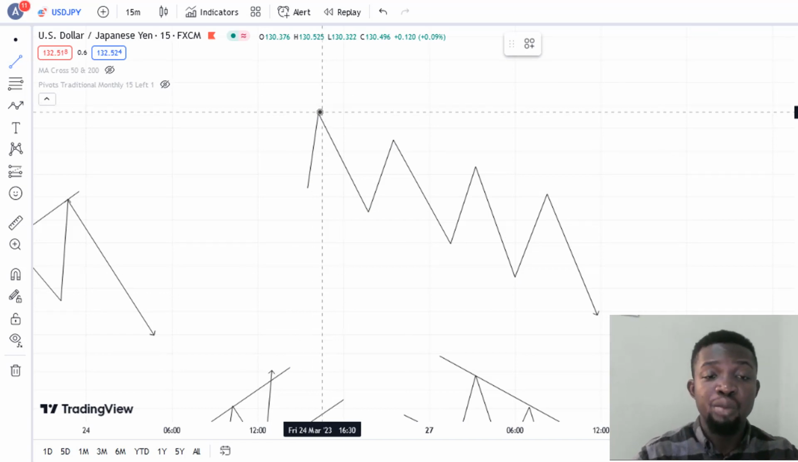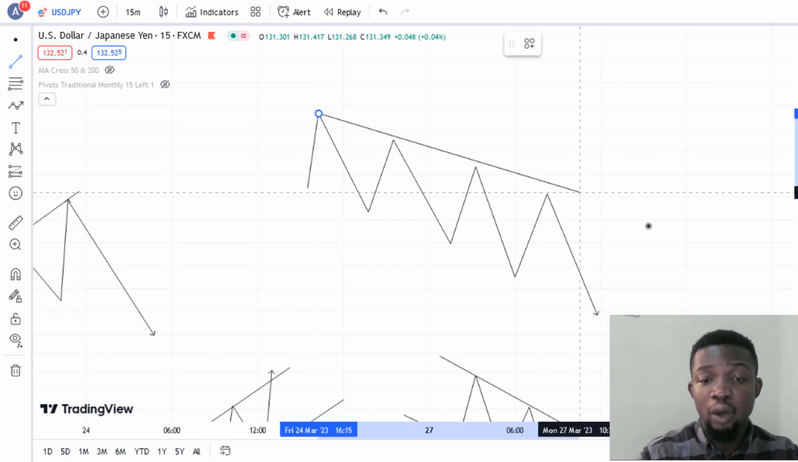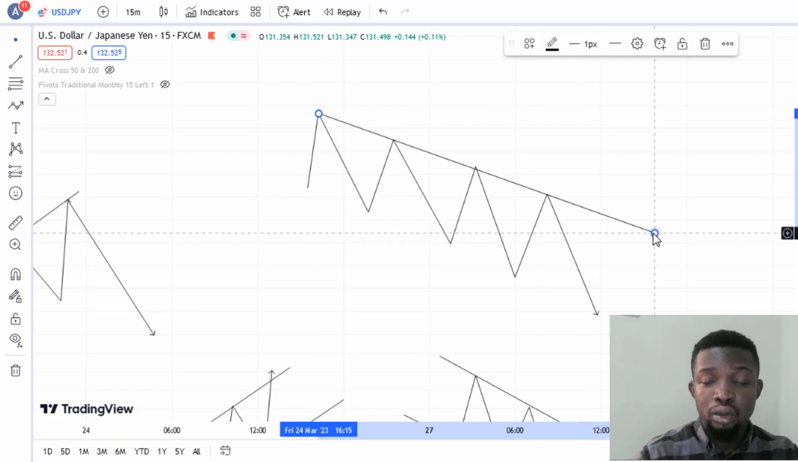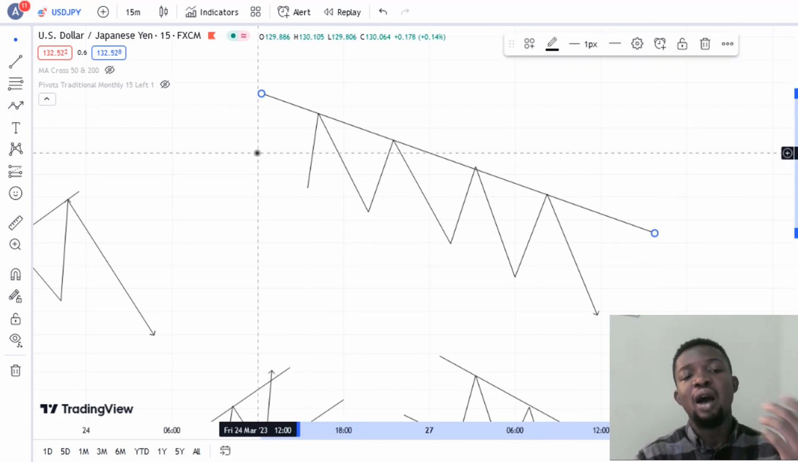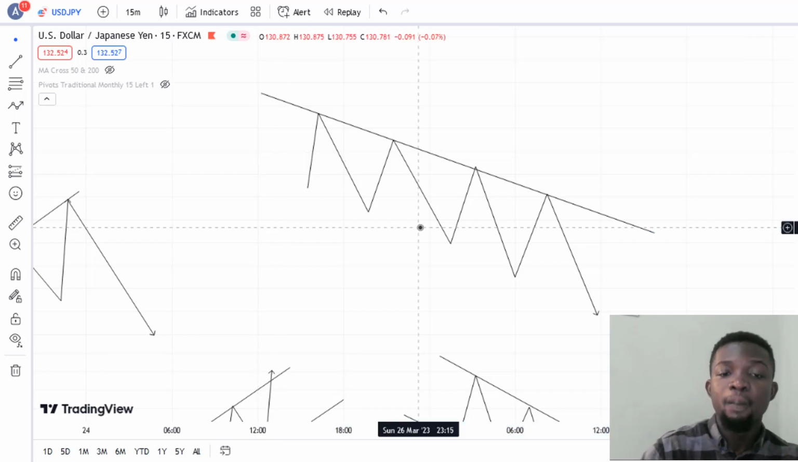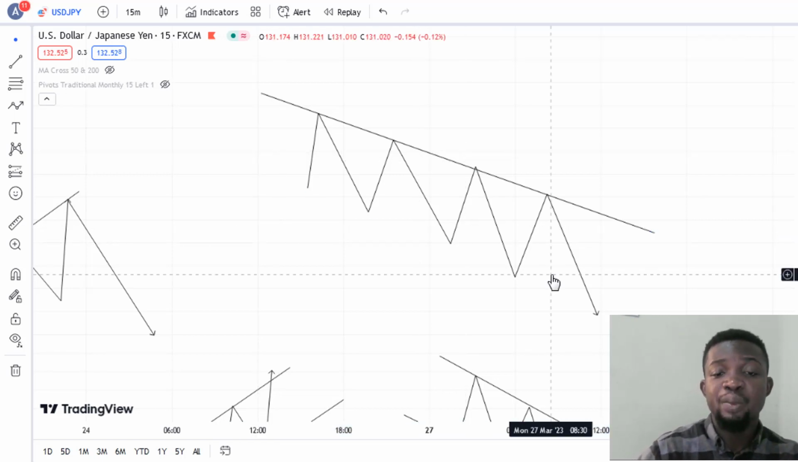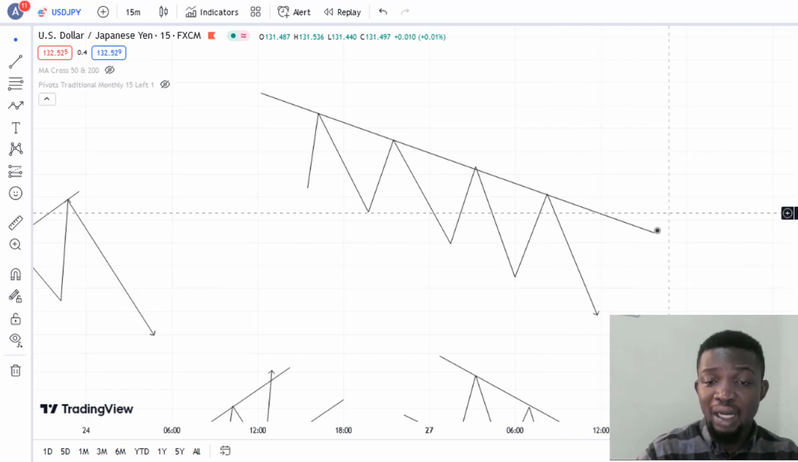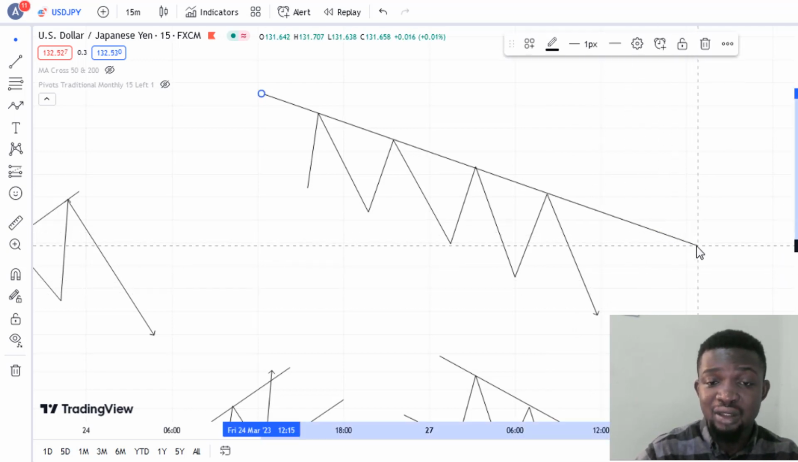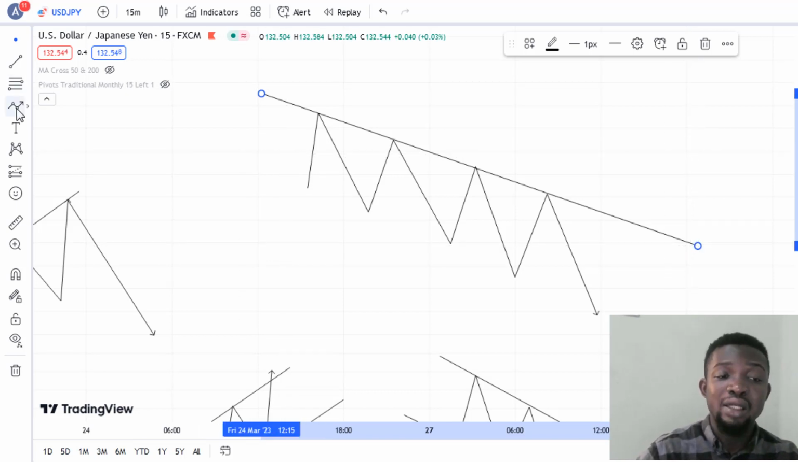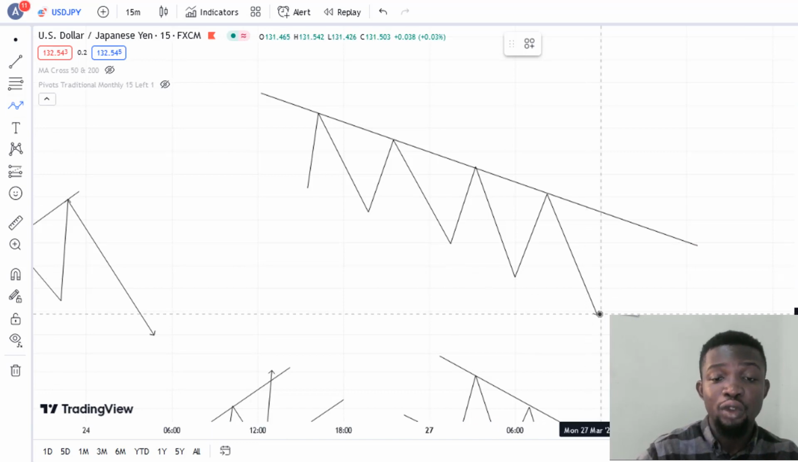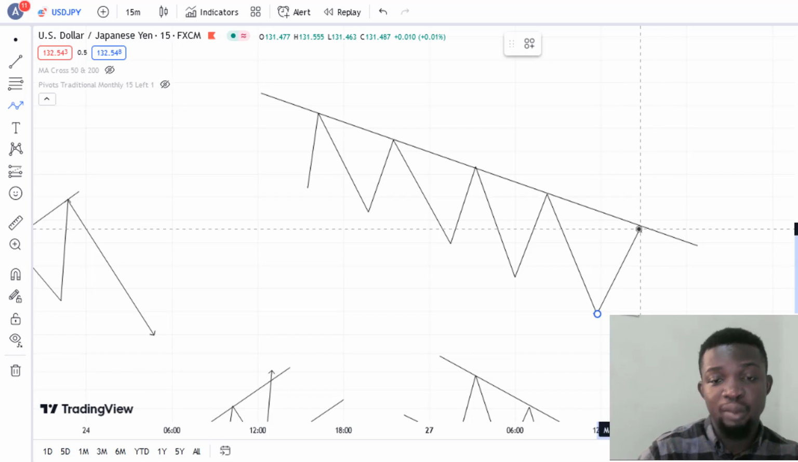Now I'm going to be using my trend line to connect my lower highs together. After connecting my lower highs together, now we expect what? We expect price to push up back. That's why I said the break and retest strategy is a game of patience. Even in the Forex market, it requires a lot of patience. If you're not patient enough, you will keep losing your profit back to the market.